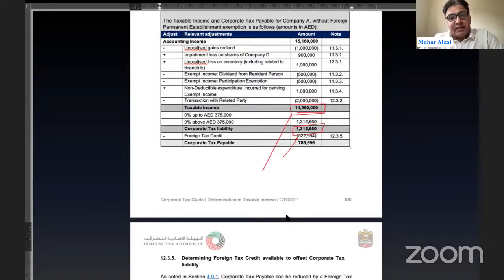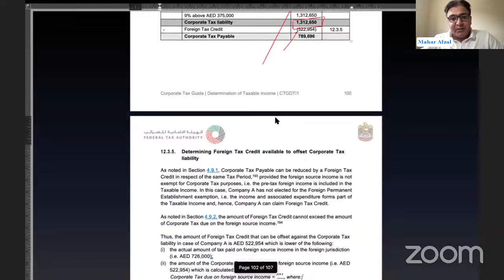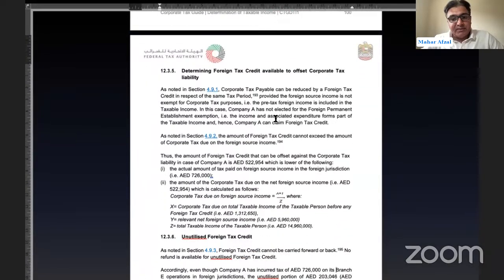Total tax payable is how much? This is the total tax payable, 1312650. So foreign taxable income 5260 divided by 14960 total income, multiplied by total tax payable 1312650. So the maximum credit allowed is 522,954, whatever they have given here.